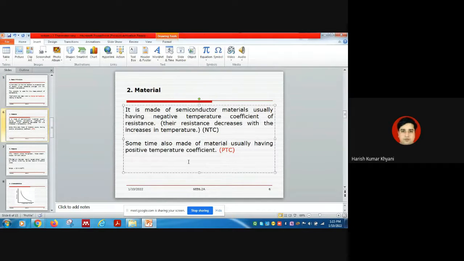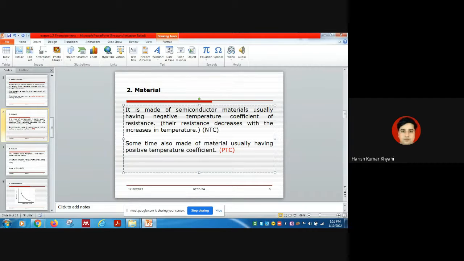We have already discussed that thermistors are made up of semiconductor materials, usually having negative temperature coefficients. Negative temperature coefficient means what? Their resistance decreases when temperature increases. Here I have written NTC. NTC means negative temperature coefficient.